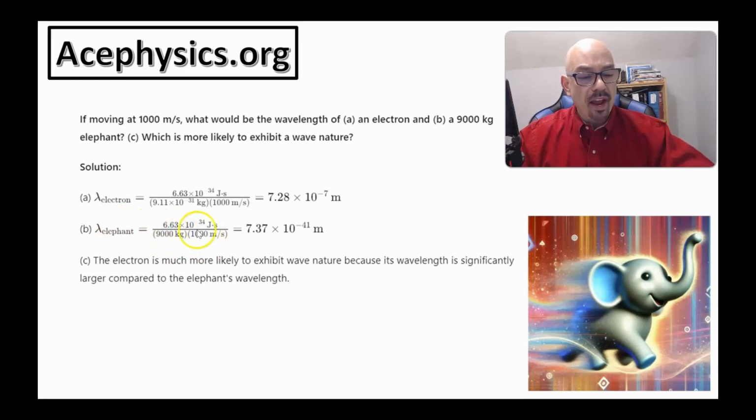The wavelength of that elephant would be h over the mass of the elephant times the same velocity as the electron, and that would be 7.37 times 10 to the negative 41 meters. This is smaller than the Planck length. So this is a very, very small wavelength. The electron is much more likely to exhibit wave nature because its wavelength is significantly larger compared to the elephant's wavelength.